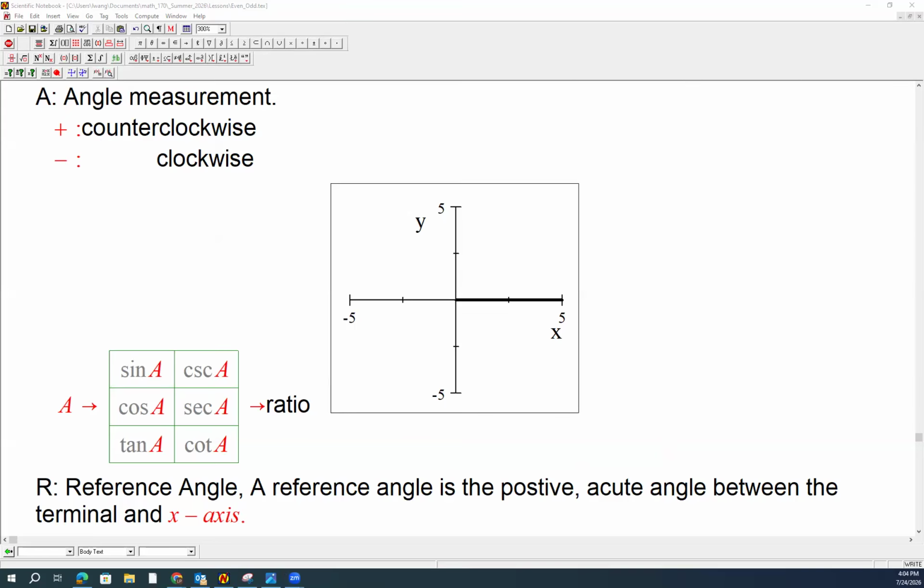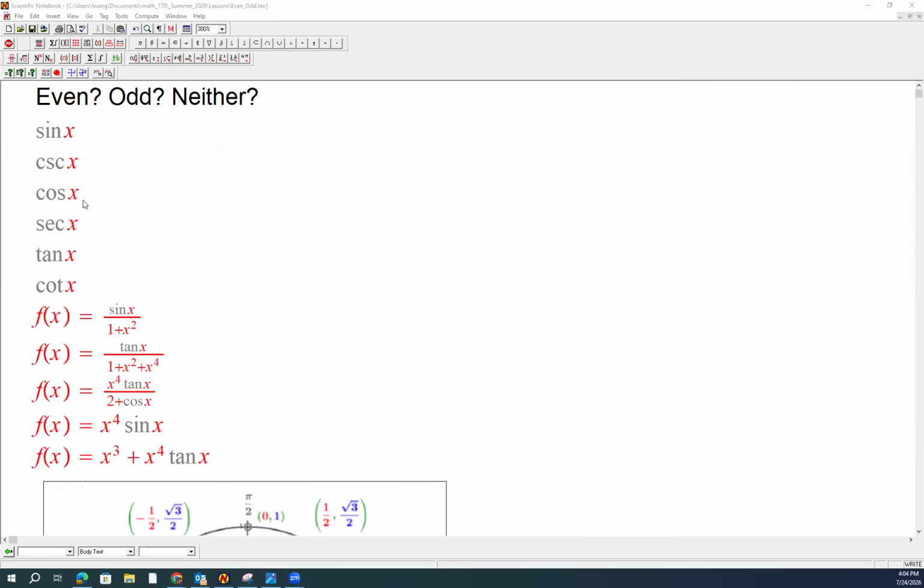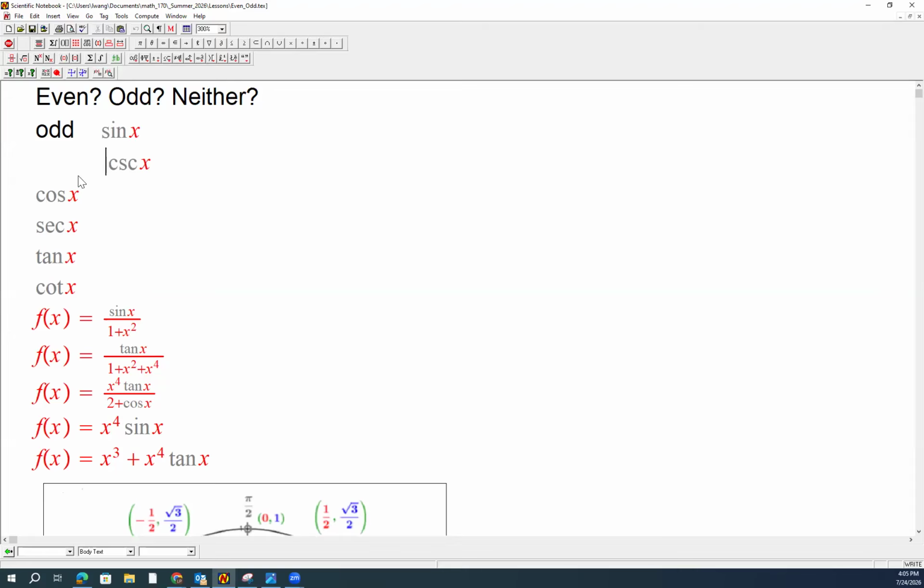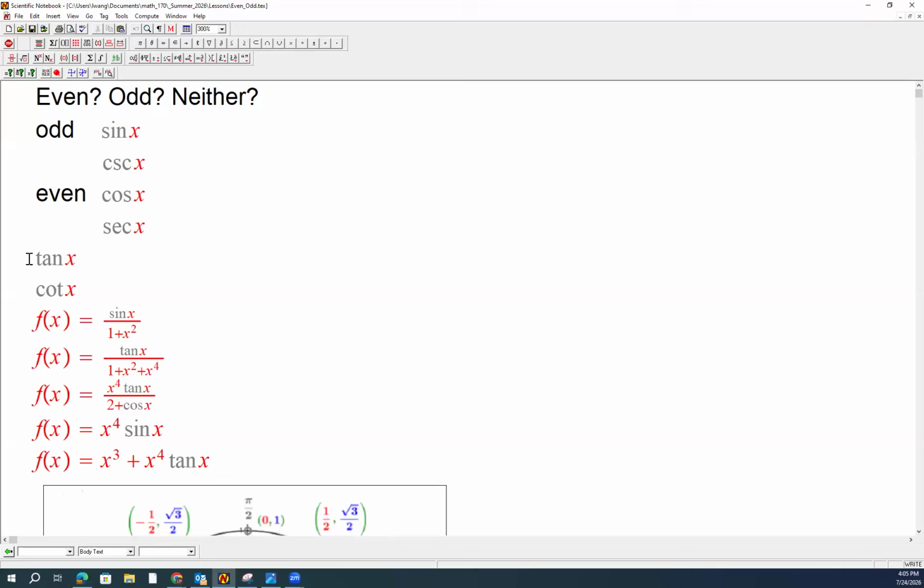We have determined that sine is odd. If sine is odd, cosecant is also odd, because cosecant is 1 over sine. Cosine is even. If cosine is even, secant is even. And let's look at tangent.